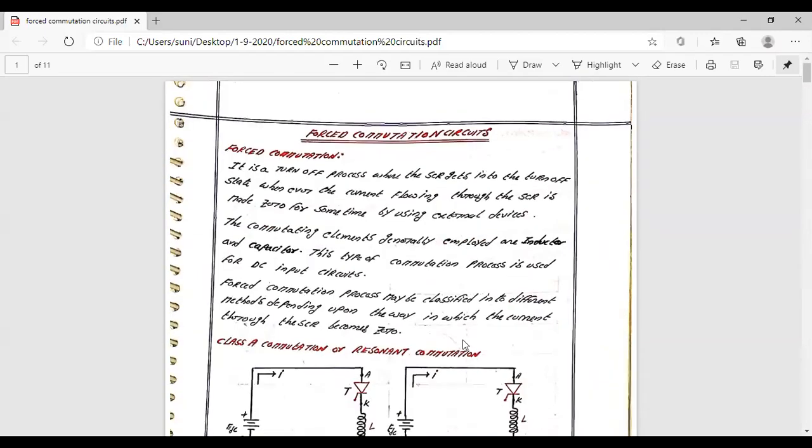Okay. So here, whenever you are going to consider, is the screen visible to you for commutation circuits?